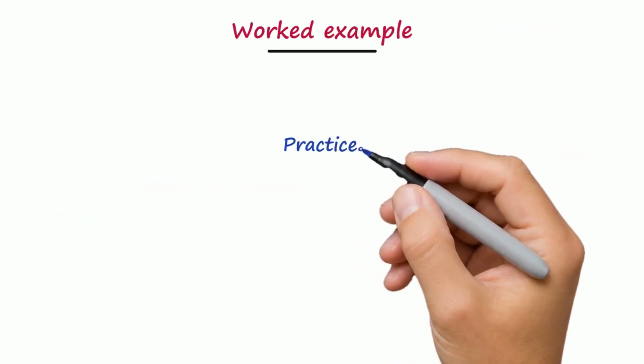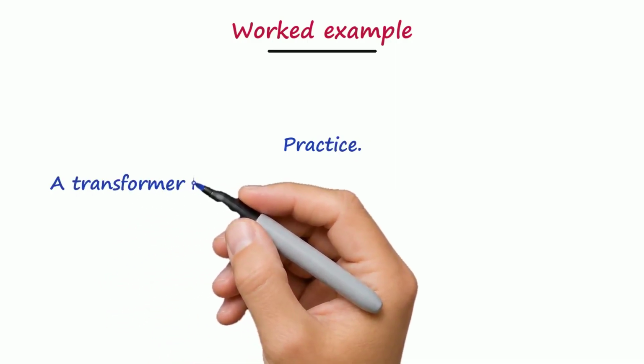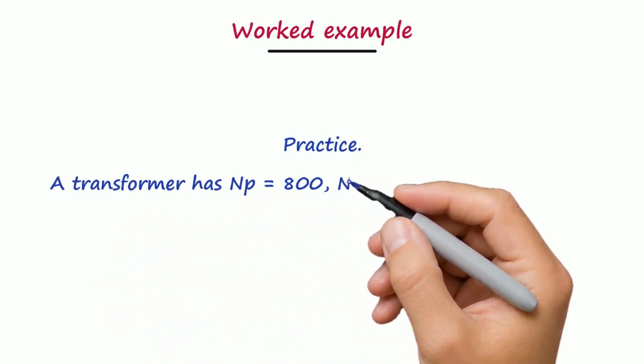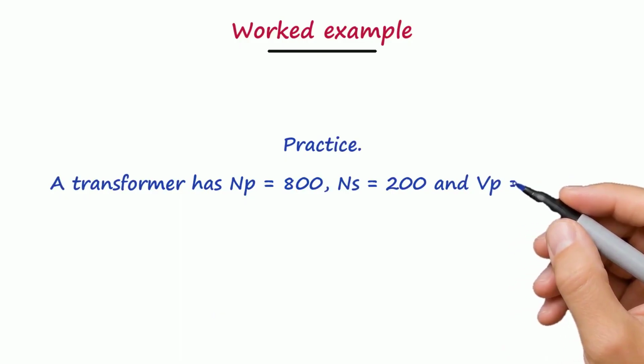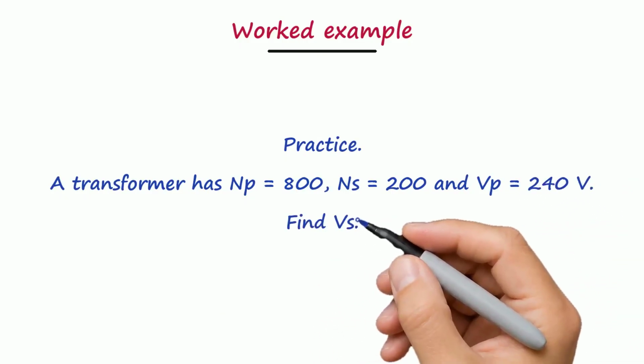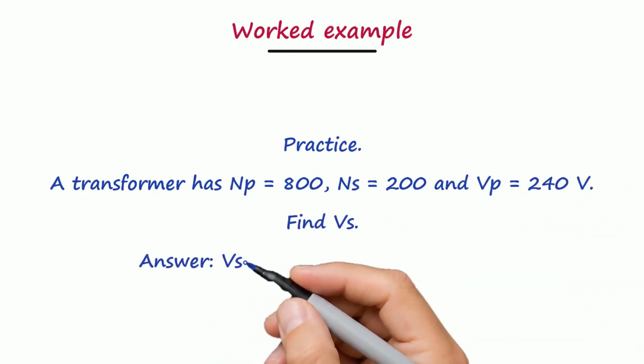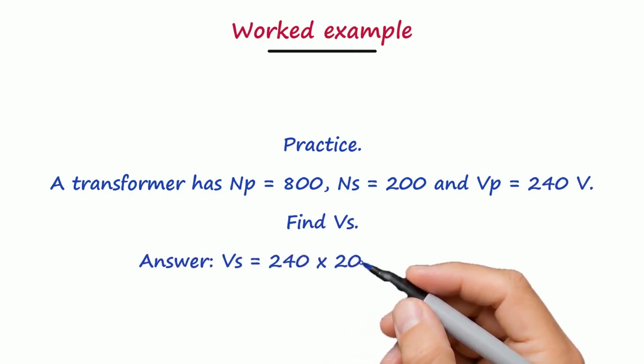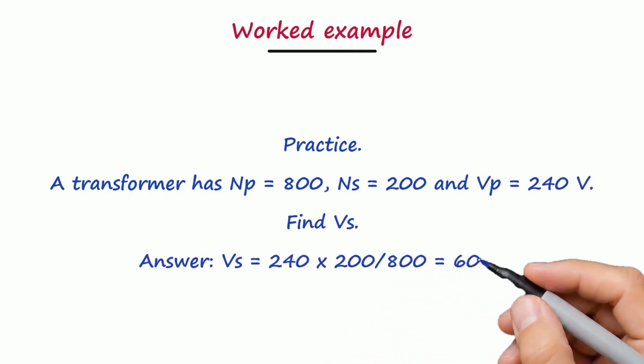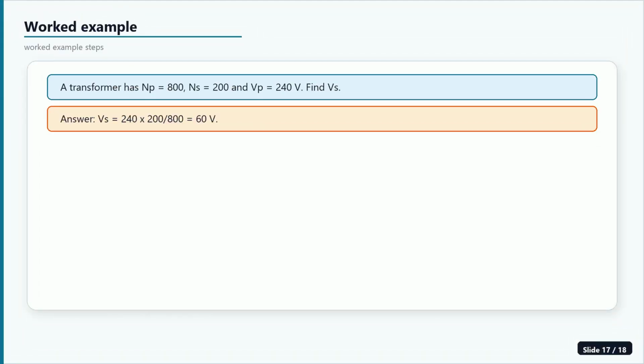Practice. A transformer has Np equals 800, Ns equals 200 and Vp equals 240 V. Find Vs. Answer: Vs equals 240 times 200 over 800 equals 60 V. Watch the numbers land in the matching symbols. Check that units cancel cleanly. If they do not, the setup is wrong even before the arithmetic.